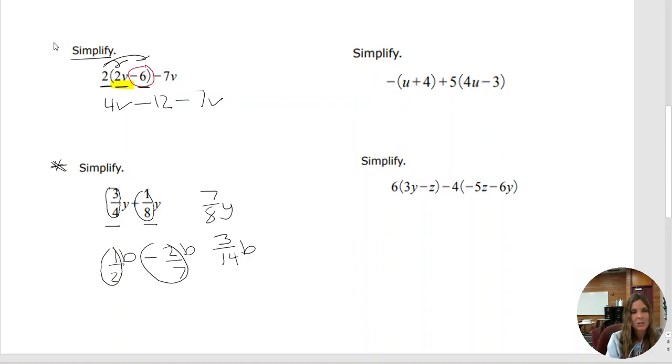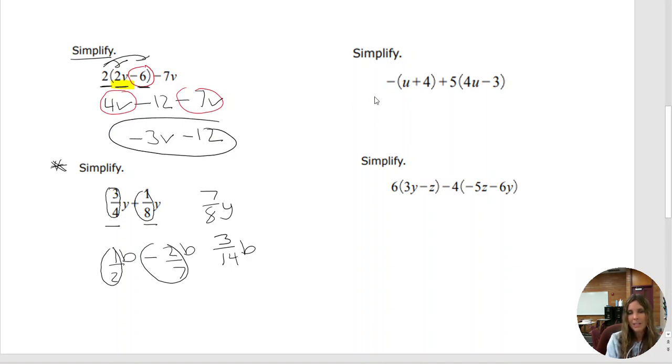After we distribute, our next step is to combine like terms. So 4v and negative 7v, those are like terms. When I combine a 4 with a negative 7, I get a negative 3. And then remember, the variable just stays the same. So negative 3v, and then we have a negative 12.